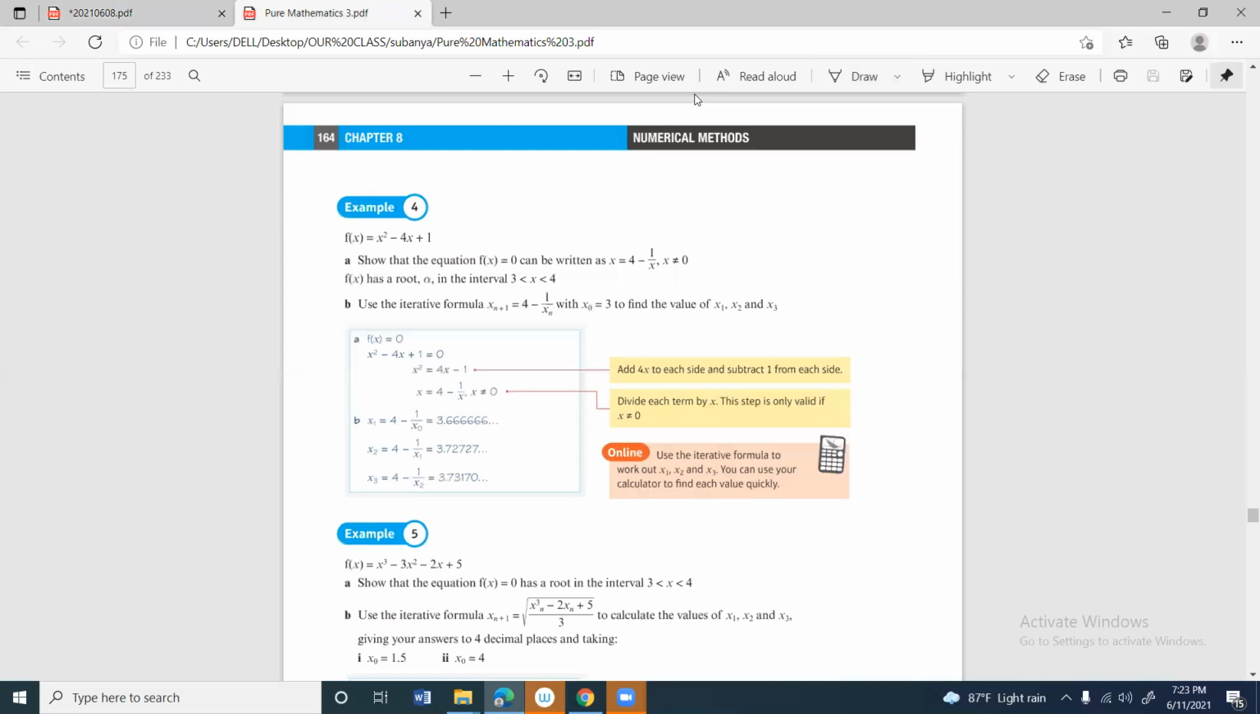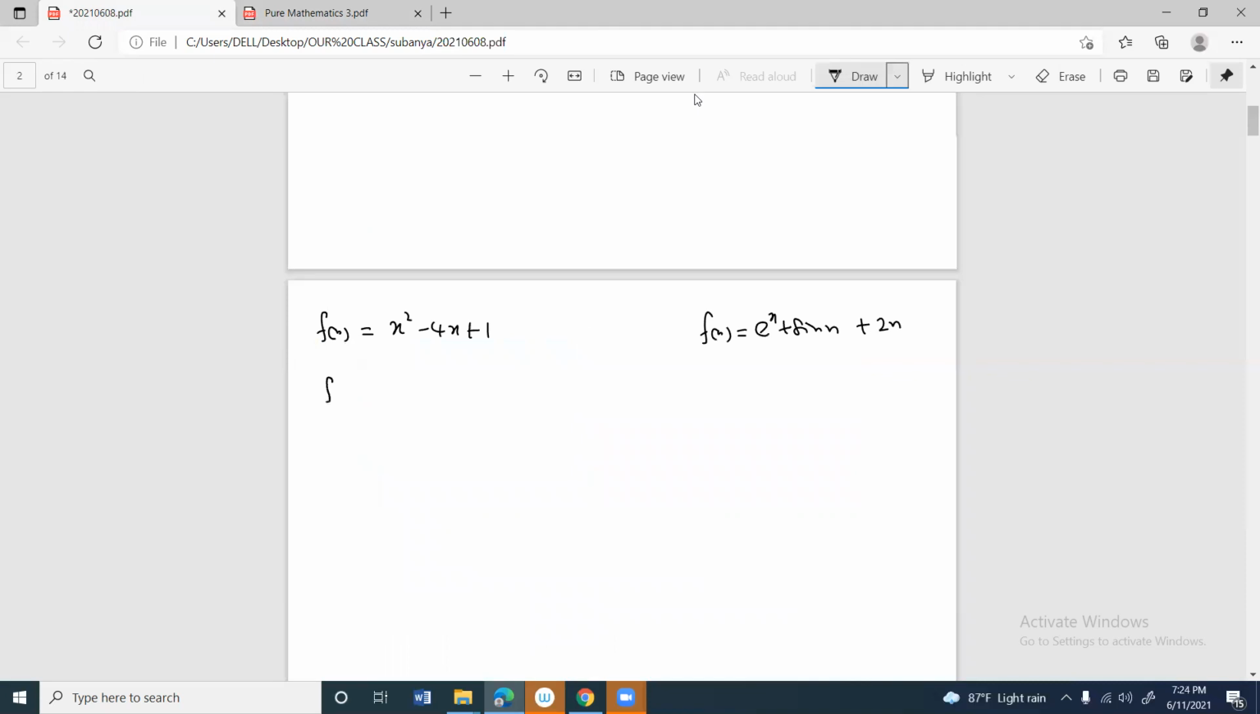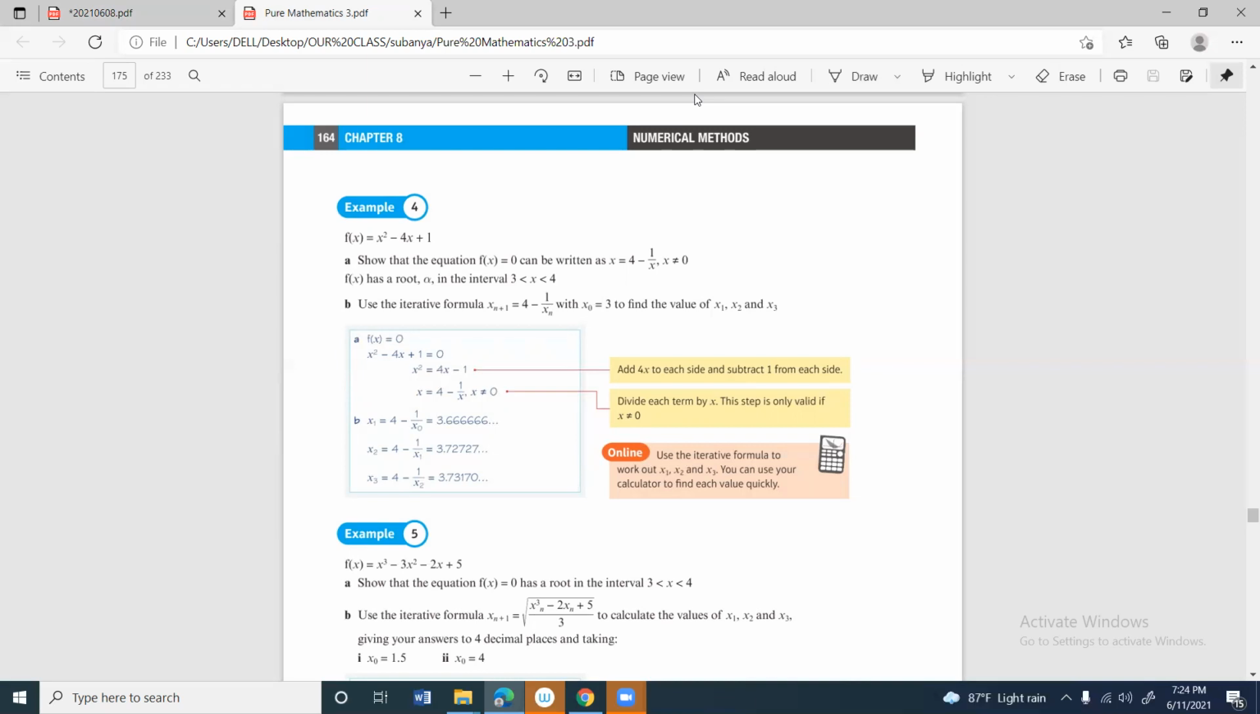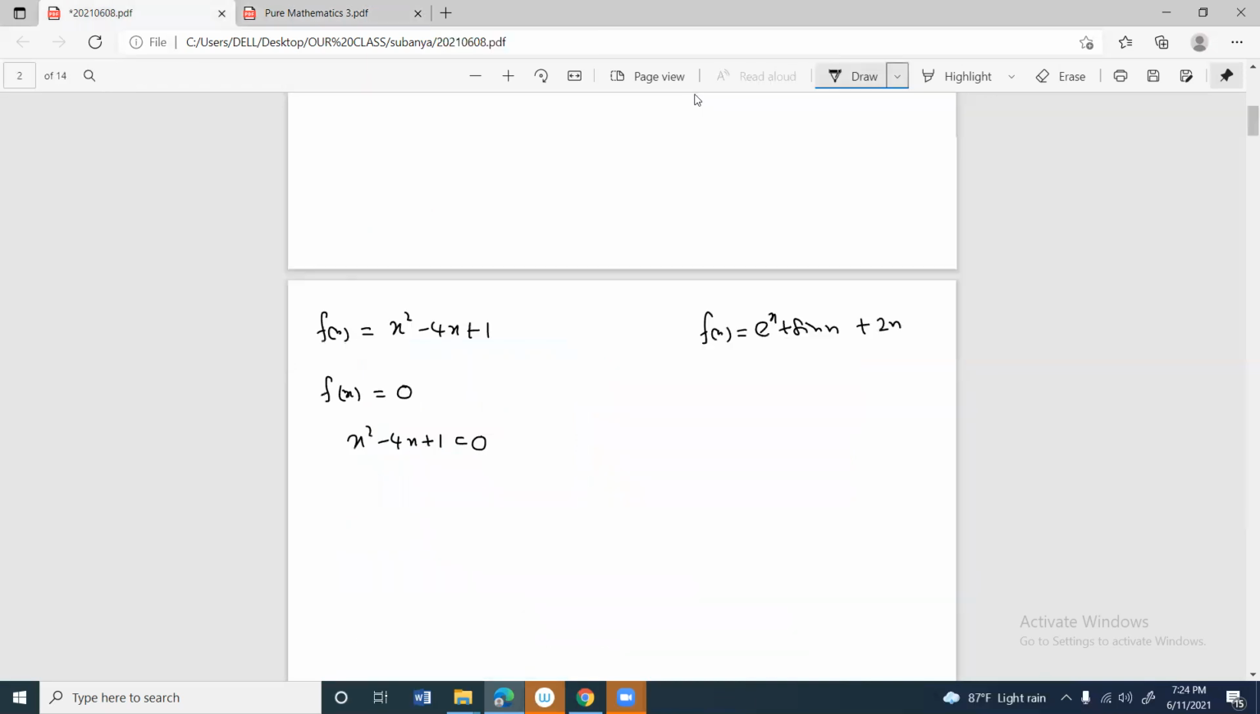Okay. Then they say to show that the equation f(x) equals 0 can be written in the form x equals 4 minus 1 over x. We need to generate this. So f(x) equals 0 means x squared minus 4x plus 1 is equal to 0. Now look into this. We need to show this answer, 4 minus 1 over x. So I will rearrange it and get x squared equals 4x minus 1.